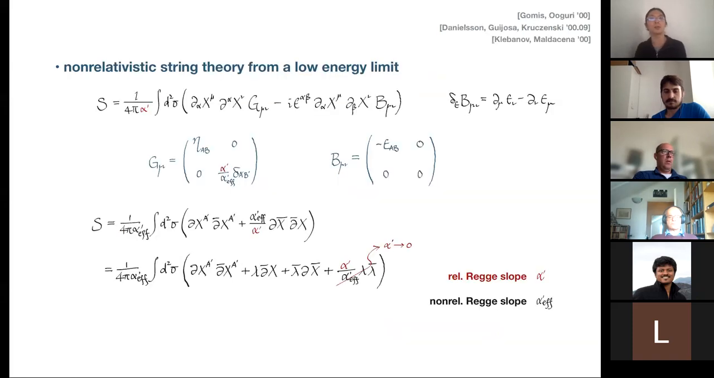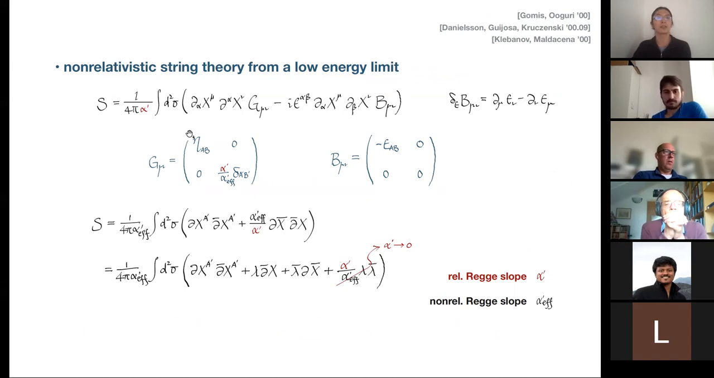But before that, I also want to point out, instead of getting non-relativistic string theory from the DLCQ of relativistic string theory, we can also find the same action by taking a low energy limit. And for historical reasons, this type of limit is known as the noncommutative open string limit. I'm going to elaborate on that later, but we don't need to care about the name for now.